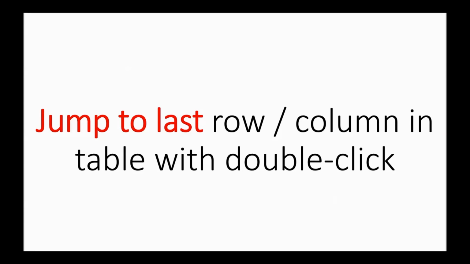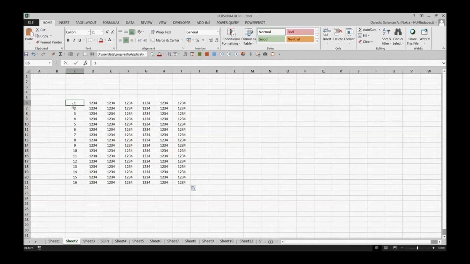Then jumping to the last row of the column or row in the table with a double click. Control and arrow keys was a shortcut, but now I will show you how you can do it with your mouse. You just have to go to the very corner of the cell, in the direction you want to move, on the black line, and double click on it. When it's a plus, double click on it, and it will go to the end of the row or column. That's how you can move very, very fast on your screen.